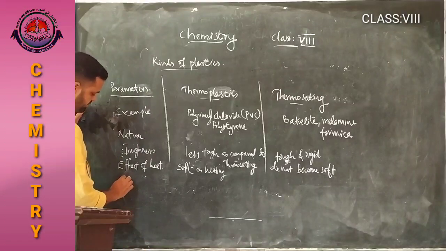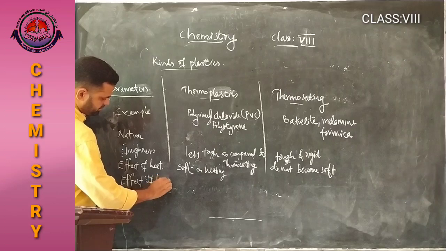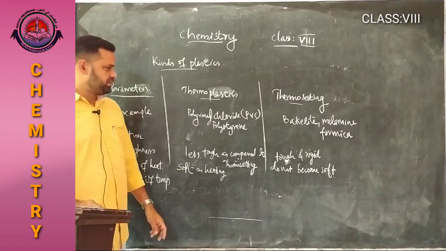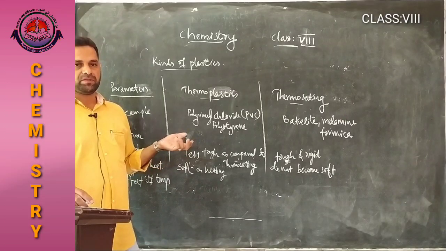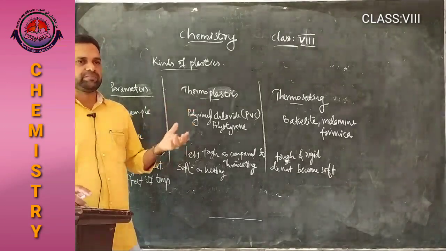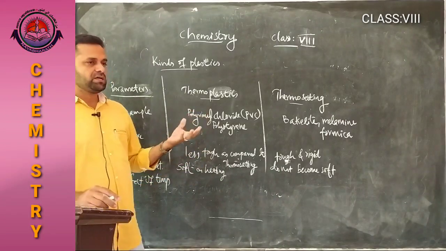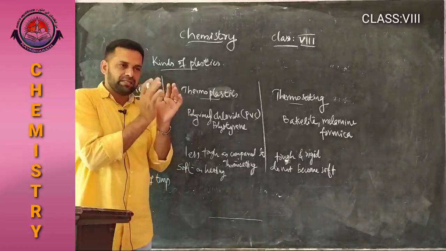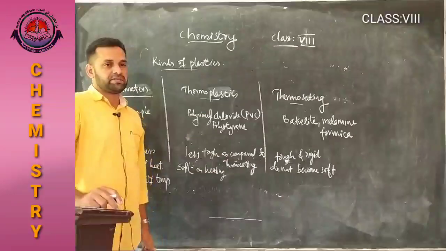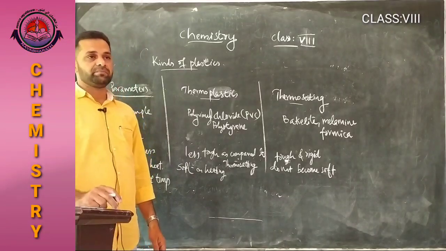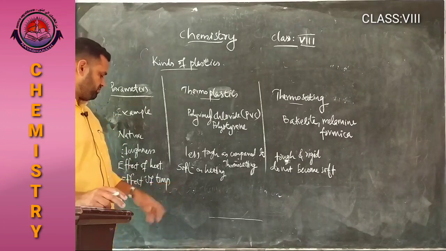Then the effect of temperature. Thermoplastics cannot withstand high temperature, because when we heat at high temperature, they become soft and we can mold them into different shapes. But thermosetting plastics can withstand high temperature, so we cannot mold them into different shapes. That is the effect of temperature.